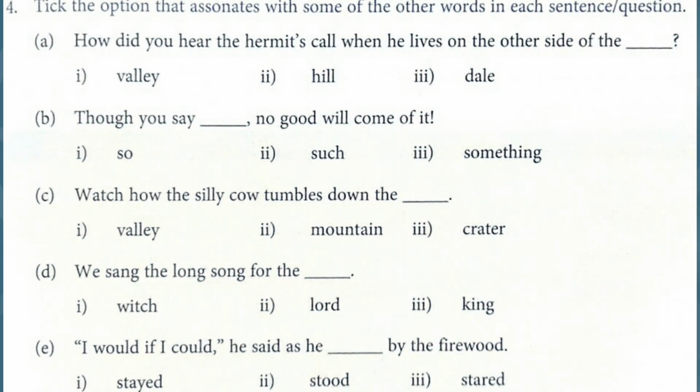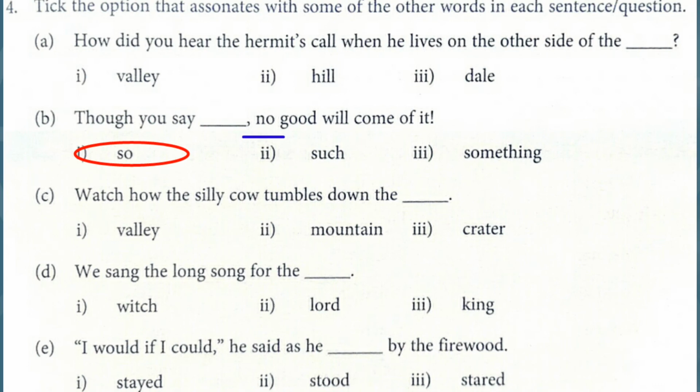So now we are going to tick the option that assonates with some of the other words in each sentence. So we have to remember the rules for assonance. So repetition of vowel sound. Look at that. How did you hear the hermit call when he lives on the other side of the hill? Lives, hill, the I sound. Next one, though you say dash, no good will come of it. Here the most suitable word is: though you say so, no good will come of it.